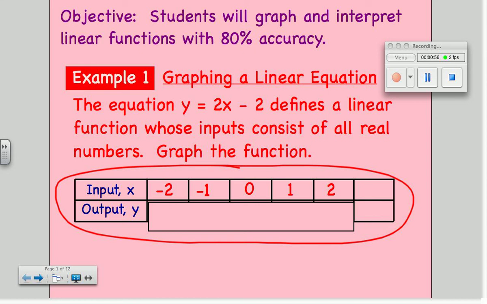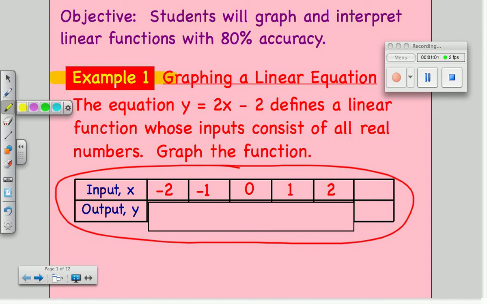The equation y equals 2x minus 2 defines a linear function, and you're writing this, whose inputs consist of all real numbers. So again, making the graph table, please, writing everything in it, okay, of all real numbers. So graph the function. So first, what do we have here? Let's see.